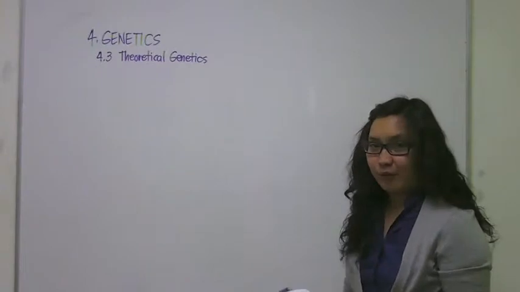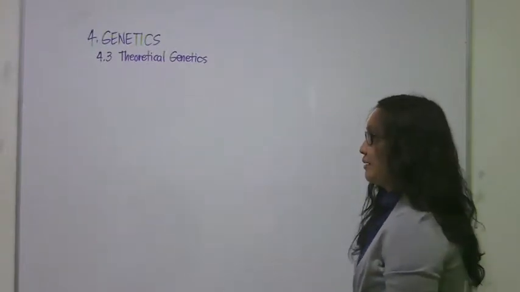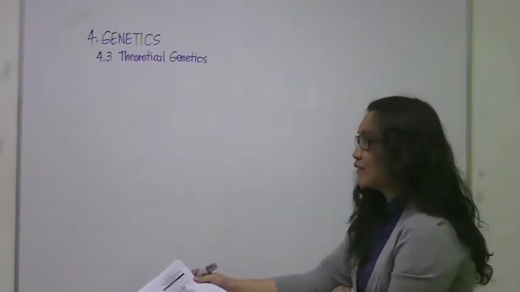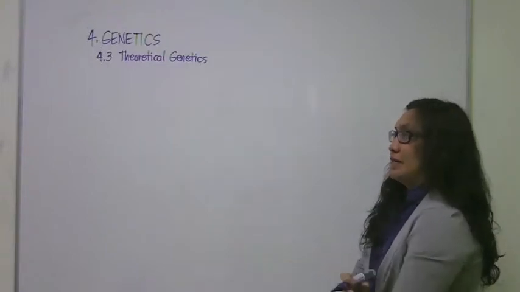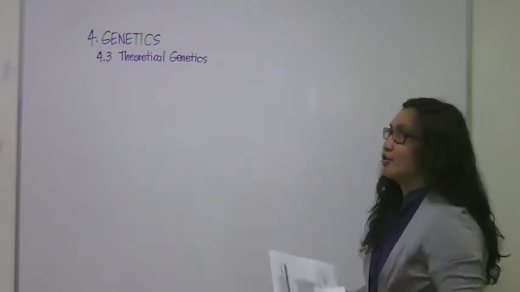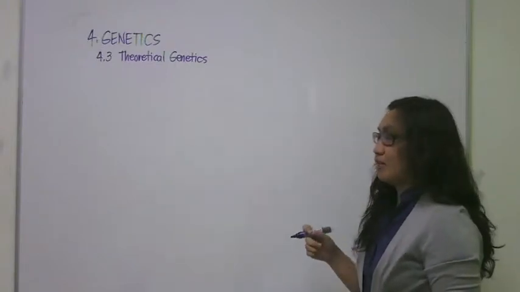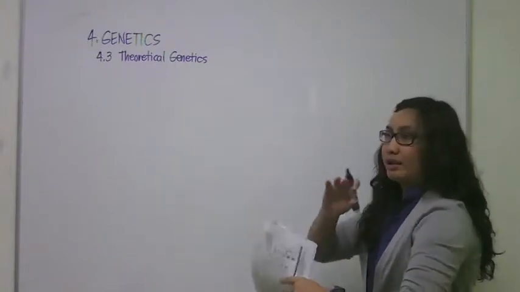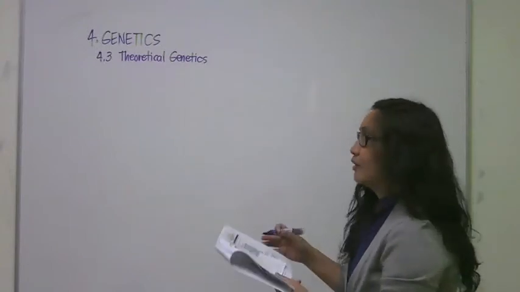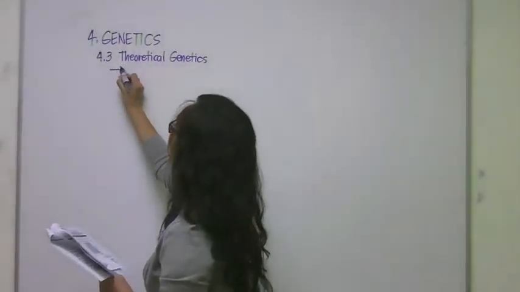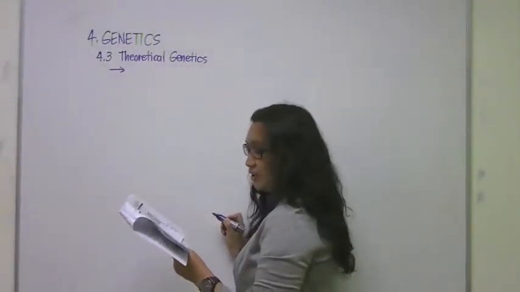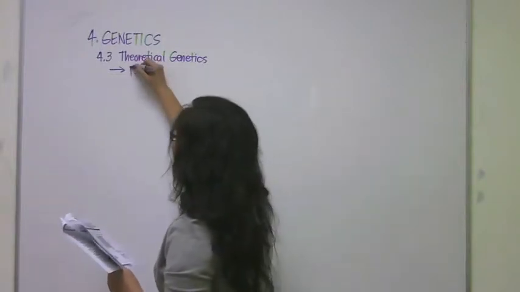The next topic that we are going to discuss under genetics is about theoretical genetics. So this one, we need to be able to use a lot of representations and examples for us to be able to teach what the concept is all about. So the first thing that we need to discuss about theoretical genetics are, of course, the definition of terms.